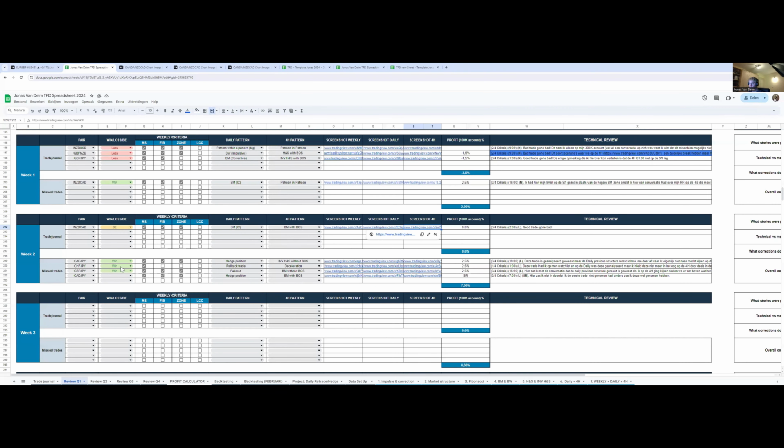Then the missed trades were actually a lot of GPY trades. As you can see, 4 of them, which is a lot. And we know GPY trades are really good to trade to the upside.